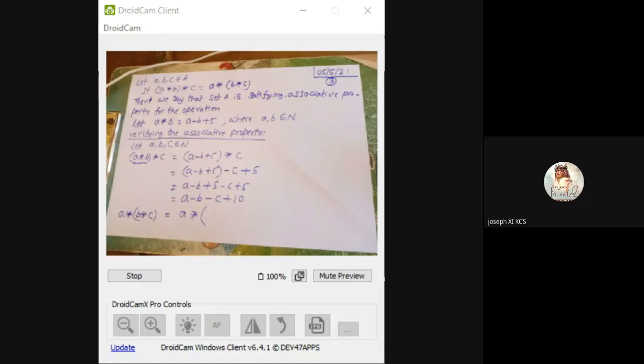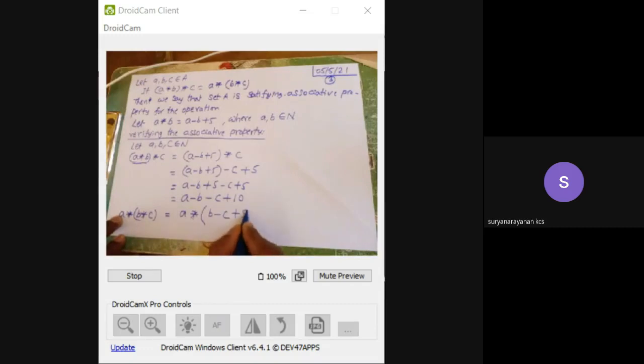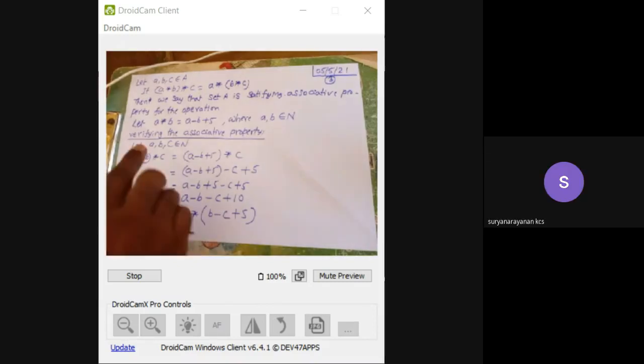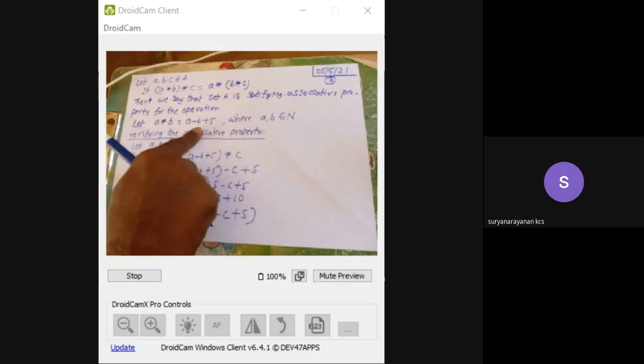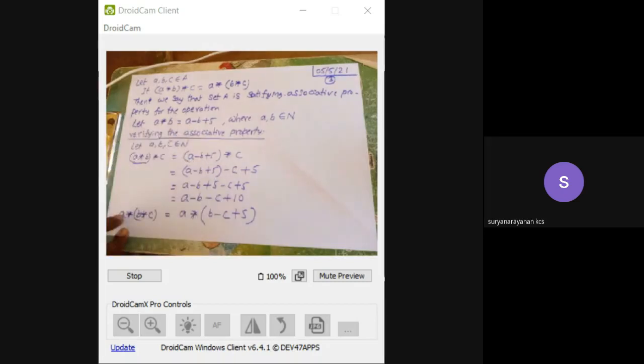B minus C plus 5, sir. Very good. First number B, minus the second number. Here second number means after the star symbol. So B minus C plus 5. Understood this step, my dear children? Yes, sir. By using this definition of star operation between A and B.